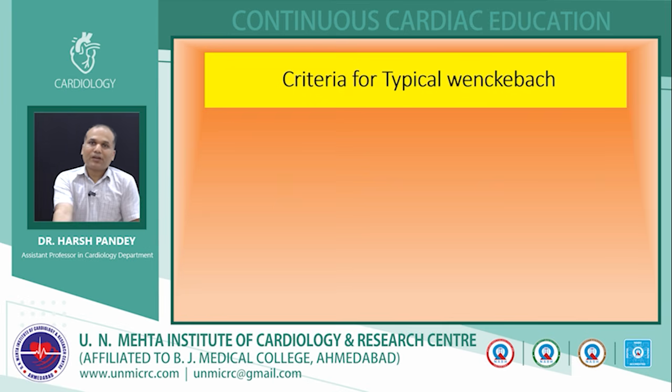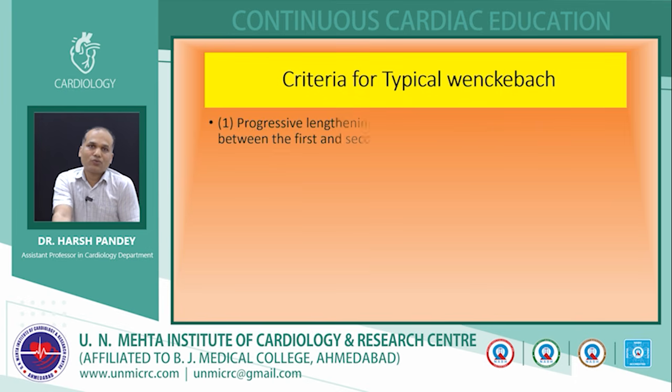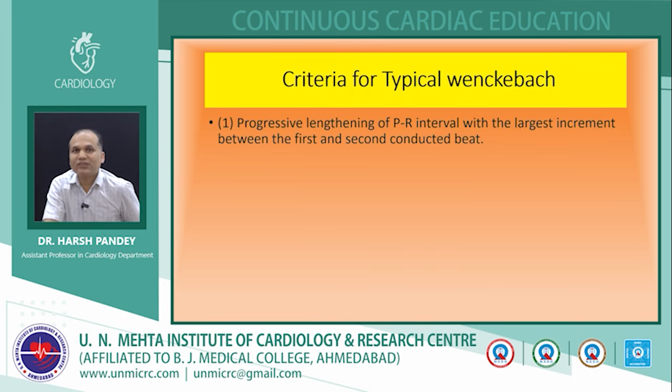The criteria for typical Wenckebach were given by Wenckebach long back. They said there is a progressive lengthening of the PR interval with the largest increment between the first and the second conducted beat. Suppose at the first beat the PR interval was 200 millisecond, and at the second beat it becomes 300 millisecond. So the increment was 100 millisecond, and at the third beat it should be less than 100 millisecond. That is what they mean by the first criterion.